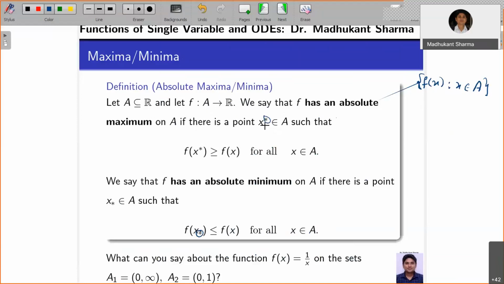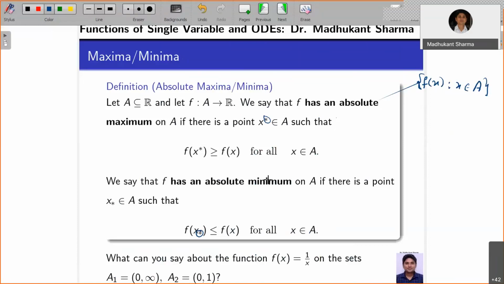So if there is a point x star in A such that f of x star lies to the right of f of x, meaning for any value of x in A, f of x star lies on the right of it. But x star must be inside A. We are able to identify a point x star inside A so that f of x star is greater than or equal to f of x for all x in A. Then you say that x star is a point of absolute maximum, or in other words, f has an absolute maximum on A.